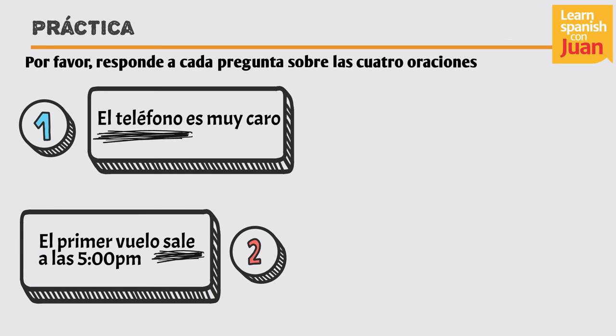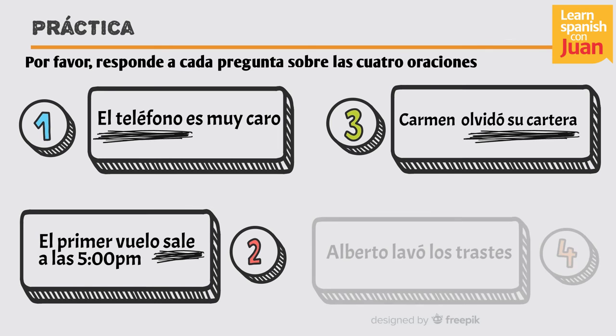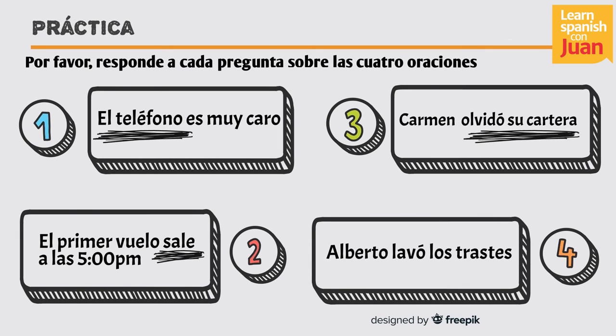¿Cuál es el sujeto? El primer vuelo. Carmen olvidó su cartera. What is the predicate? Olvidó su cartera. Alberto lavó los trastes. What is the complement? Los trastes.